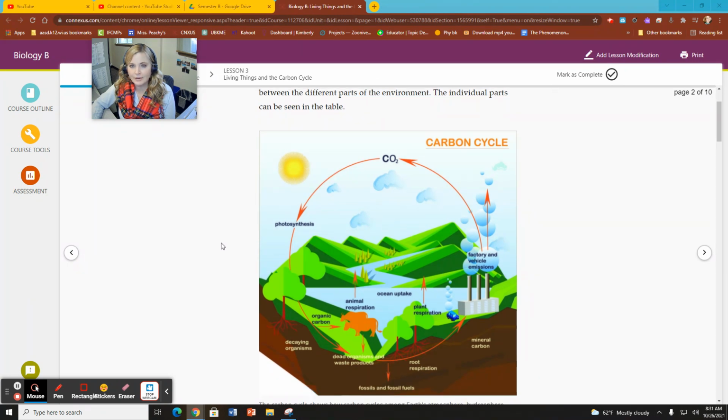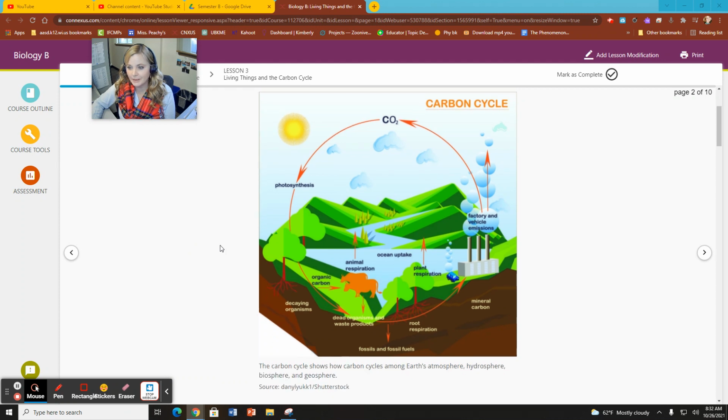So again, piggybacking off of Lesson 2, we have a picture, a model, if you will, of the carbon cycle here, going through the different areas of the carbon cycle. We're going to start using words like source and sink here as well. So we have different carbon sources and carbon sinks. A source is where we get the carbon dioxide from, and a sink is a place where carbon dioxide is stored.